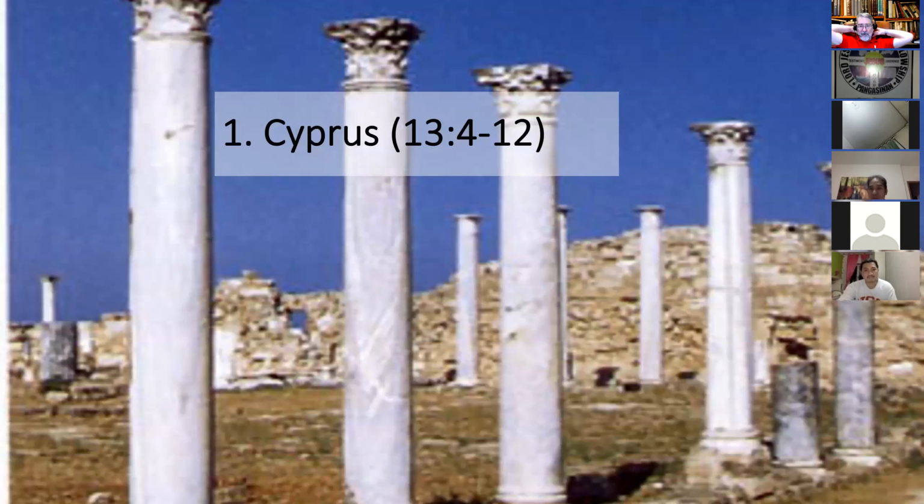So Sergius Paulus would probably be a fairly competent man, would probably have known this magician was nobody very important, but he would also know that he was politically powerful. So it's an interesting situation. So we see this going on.